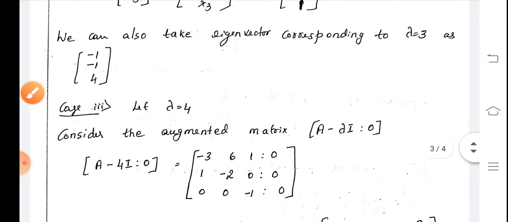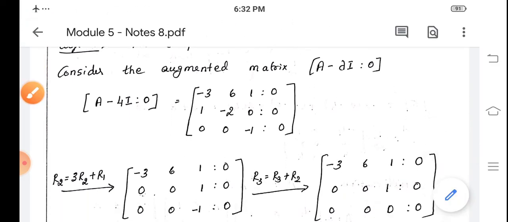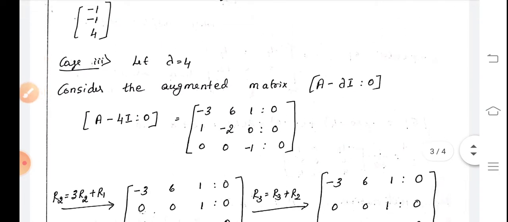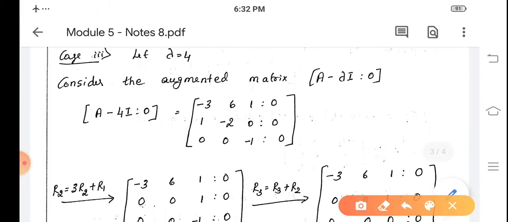Now let us consider the last case, that is lambda equal to 4. We take lambda equal to 4 and we find the vector which satisfies A minus lambda I into x equal to 0. Now we write the augmented matrix A minus lambda I, 0. Since lambda equal to 4, the augmented matrix is A minus 4I, 0. That is minus 3, 6, 1, 0, 1 minus 2, 0, 0, 0, 0 minus 1, 0.